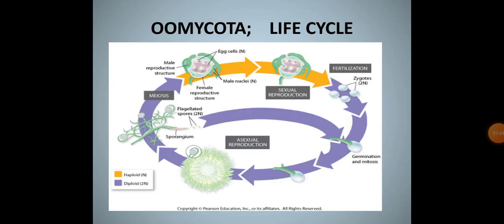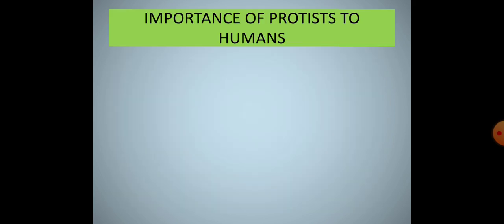Now this is again the life cycle of OOMYCOTA. You can see asexual and sexual reproduction, as is explained in the previous video.